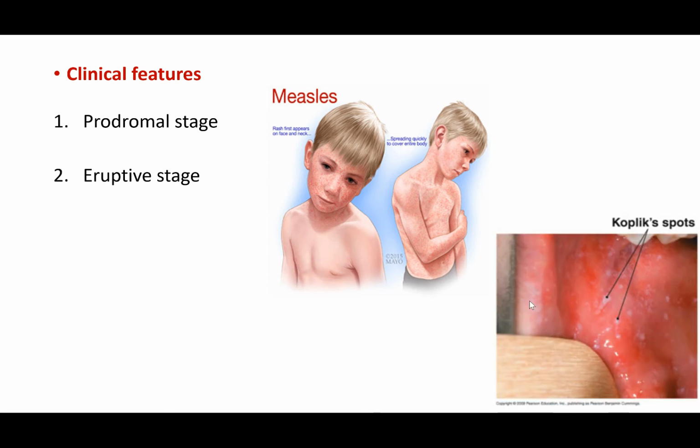Okay, that's what happens in the eruptive stage. This is Koplik spots. You can see Koplik spots on the buccal mucosa. So, the post-measles stage. In the post-measles stage, the child will have lost weight and will remain weak for a number of days.